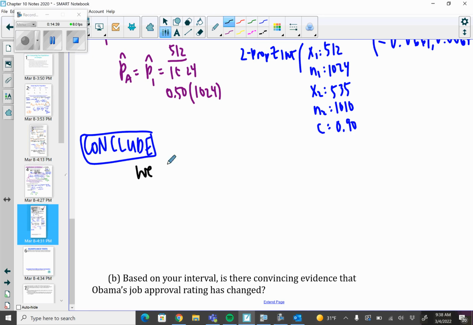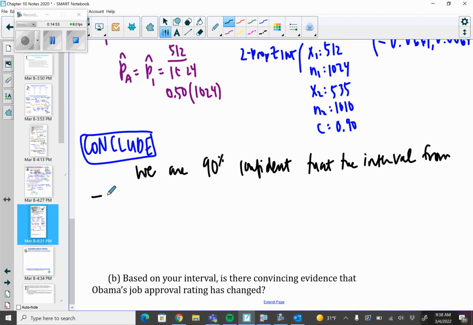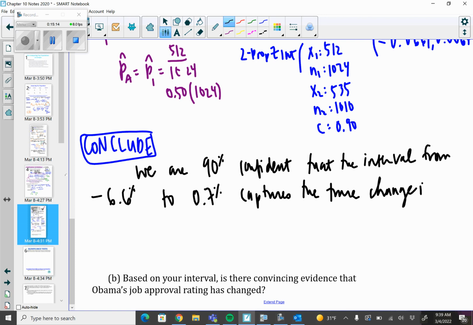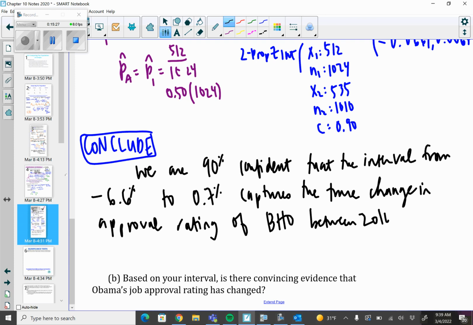Our conclusion. We are 90% confident that the interval from negative, I'm going to change this into a percent, negative 6.6% to positive 0.7% captures the true change in approval rating of Barack Obama between 2010 and 2009.